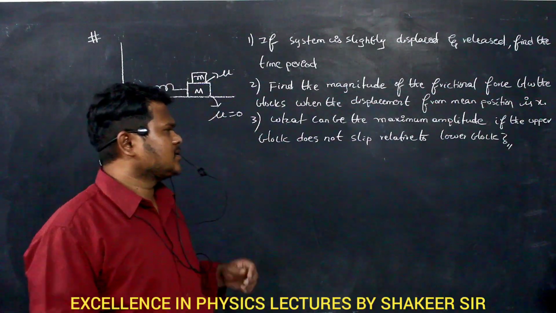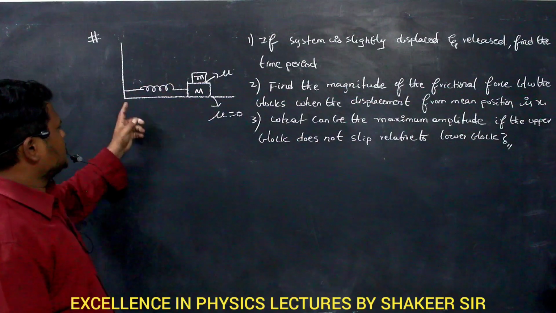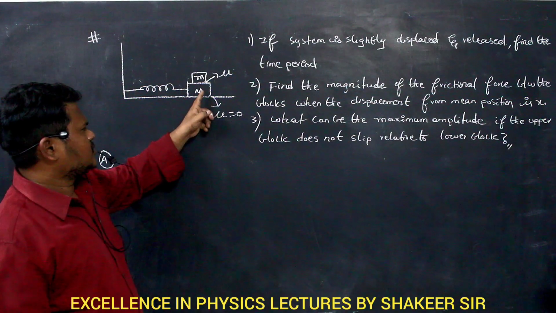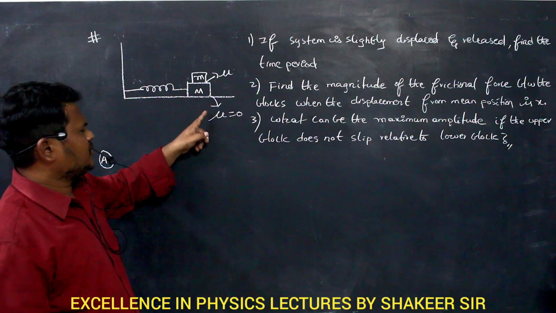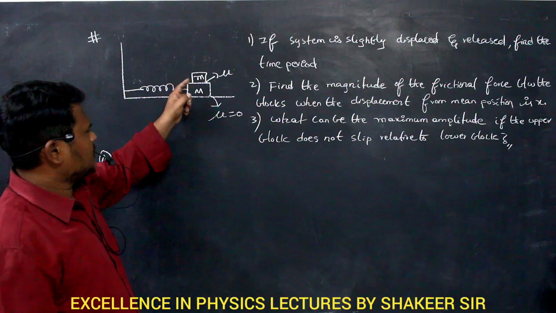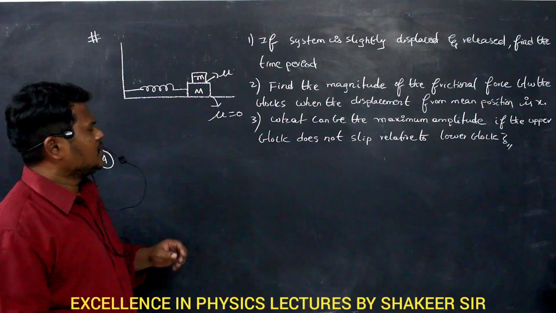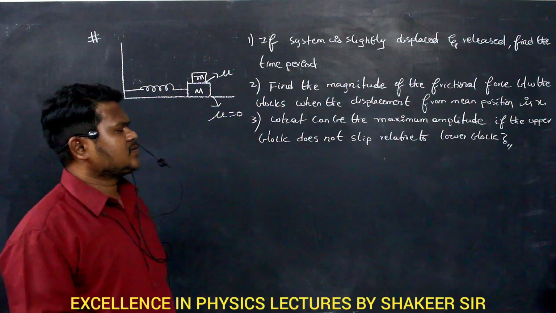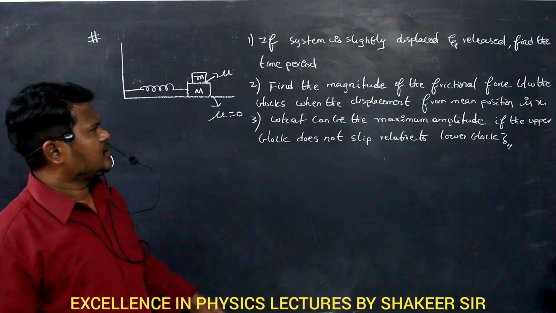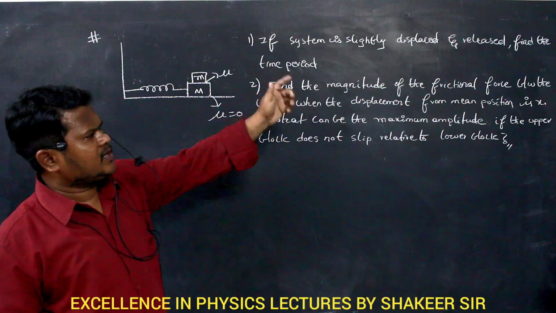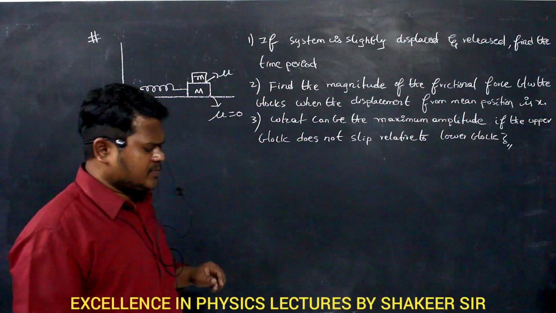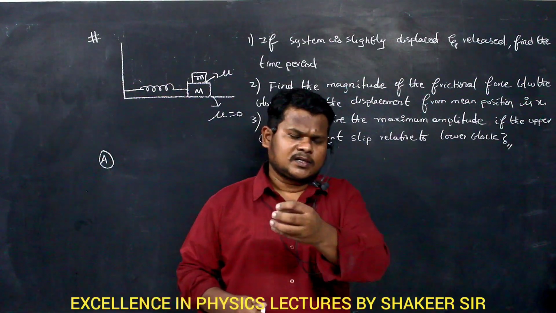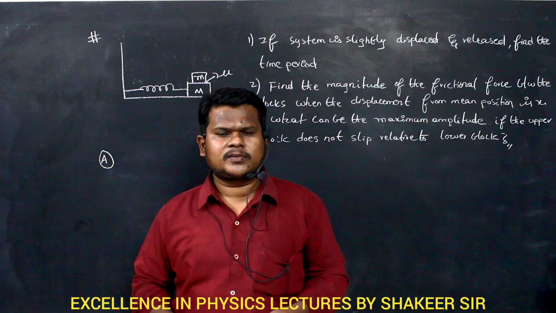Dear students, now let us see this question. So this is a spring which is attached to this vertical system, and the spring is attached to capital M. Capital M is present on a frictionless surface, and on capital M a mass of small m is present, and there is friction between capital M and small m, and the coefficient of friction is mu. Clear? Then what we are supposed to find out: if the system is slightly displaced and released, find the time period.